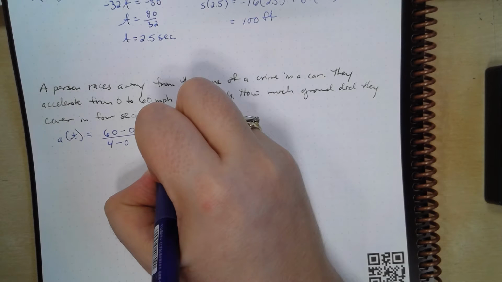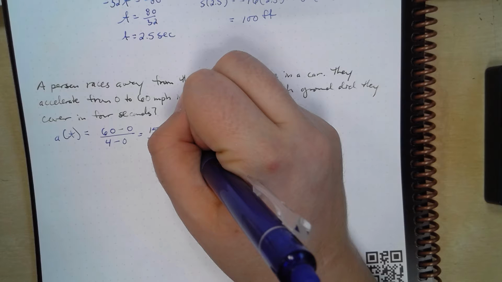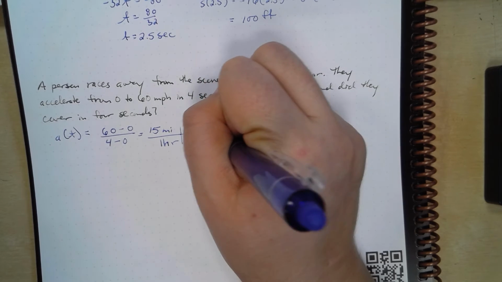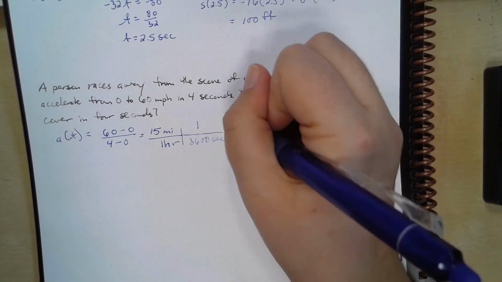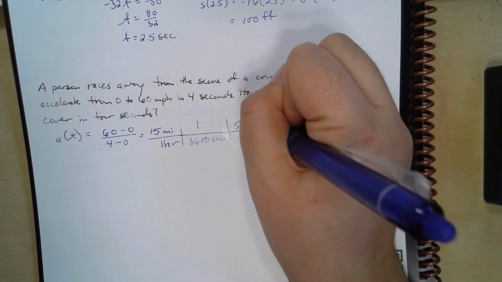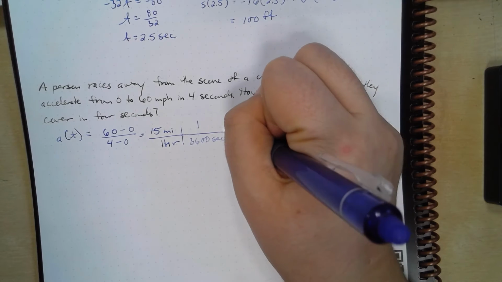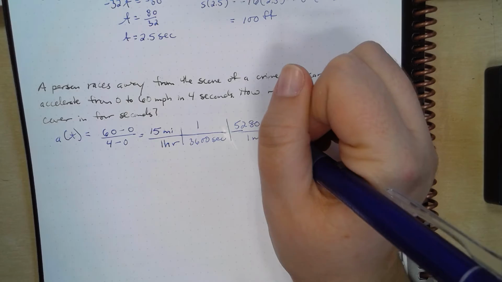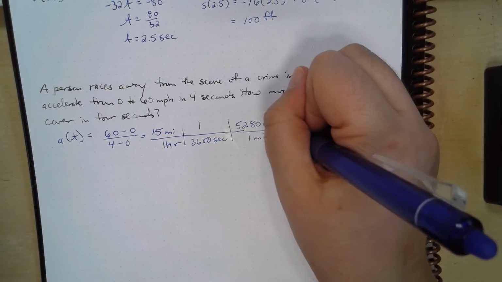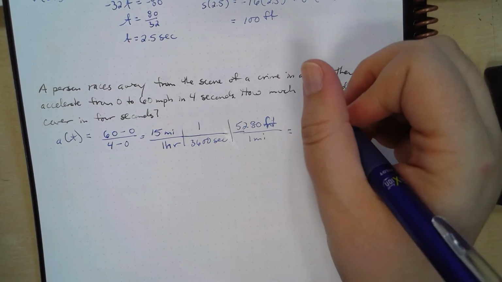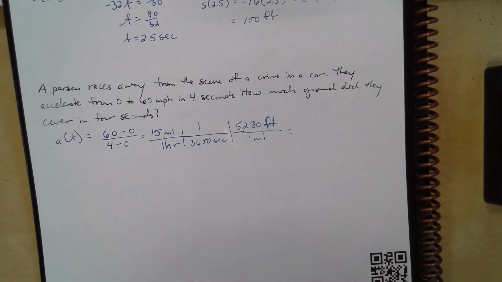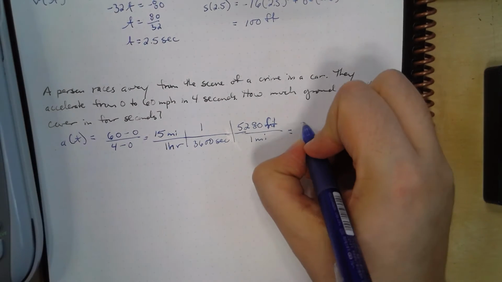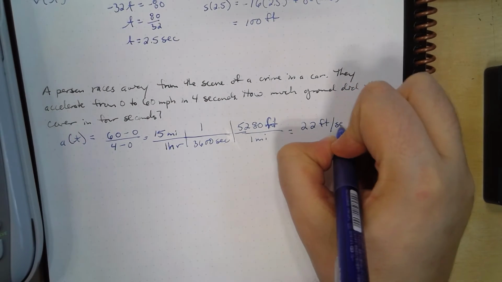And we want to convert that into seconds, right? So we've got 1 hour is equal to 3,600 seconds, and 5,280 feet is equal to 1 mile. So that's going to equal, let me calculate this. I'm going to pause and calculate. Okay, I calculated. That is equal to 22 feet per second squared.